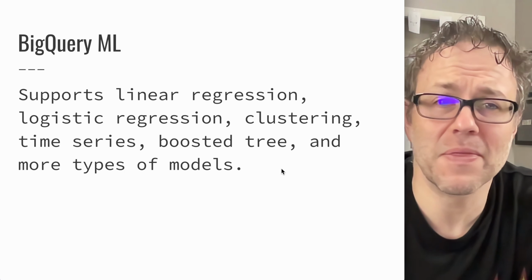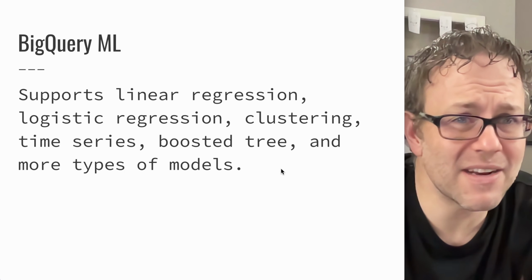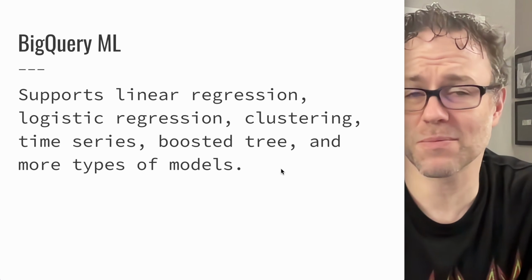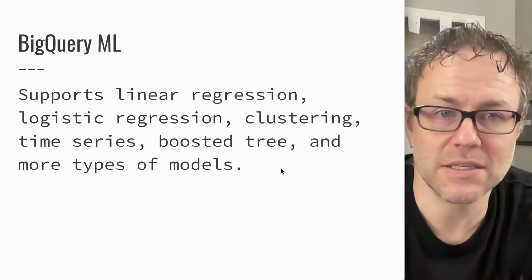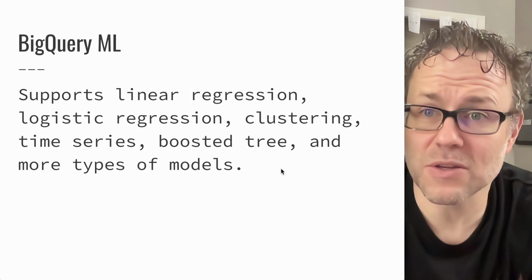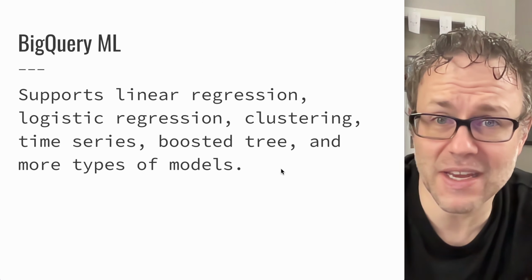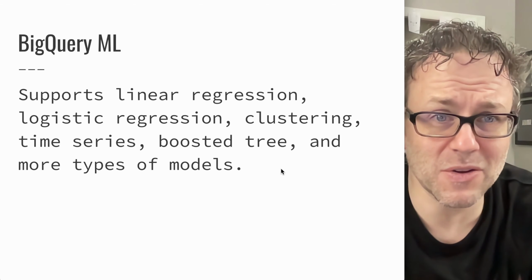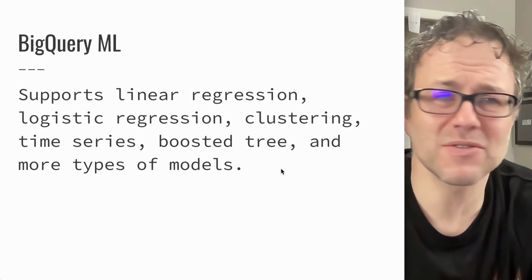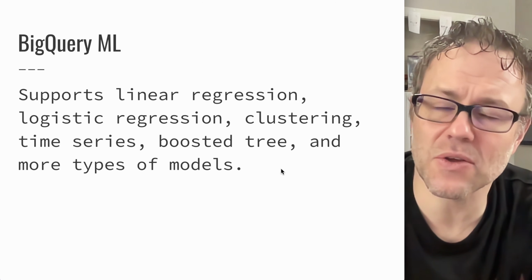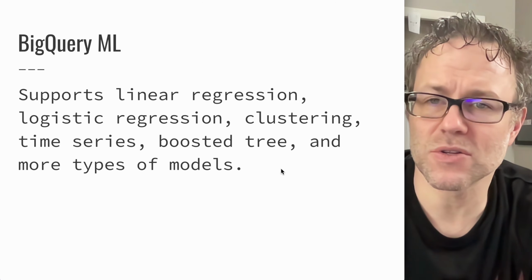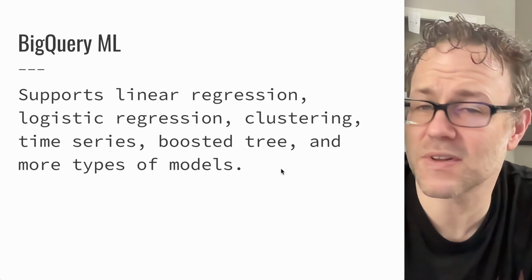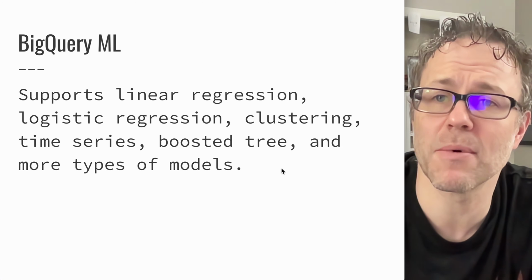So BigQuery ML supports a lot of different model types. You can have linear regression for trying to predict something on a particular continuous type of data. You can use logistic regression for classifying something. You can use clustering, k-means clustering. You can use a time series model. Boosted tree models, there's a lot of different kinds of models. And if you take a look at the slides in the video description, you can see a link to where you can find out about all the different models that are available for BigQuery ML.